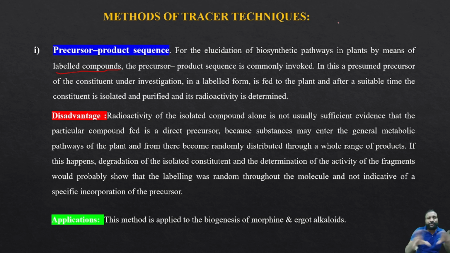This method allows you to demonstrate that a precursor will lead to a product, so that we can understand what the precursor is and what product is formed. So starting and end products can be assessed. If you want to investigate the precursor and product sequence, you should perform this. A presumed precursor of a constituent under investigation is fed in labeled form into the plant, and after a suitable time the constituent is isolated and purified, and its radioactivity is determined.